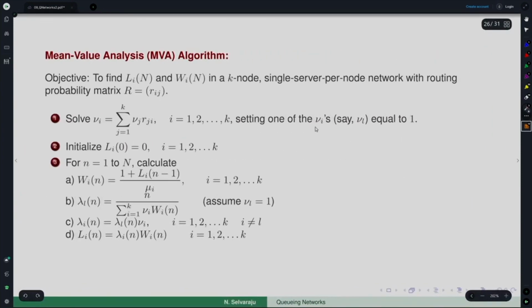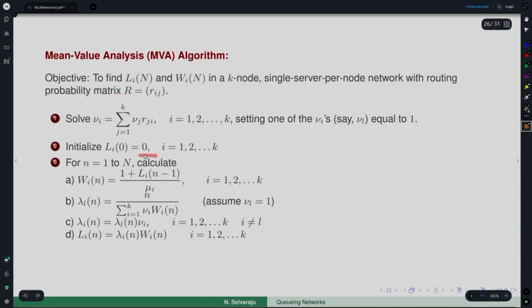So, now we can write down the algorithm. Many a time the algorithm is directly written, but you can give a little bit of understanding of the steps involved. This is called the MVA algorithm. The objective is to find the expected value measures in a k node single server per node network with routing probability matrix as usual R. We have the traffic equations for the relative throughput nu I, and you set one of these, say nu L, equal to 1 and solve for the remaining nu I's from this set of equations.